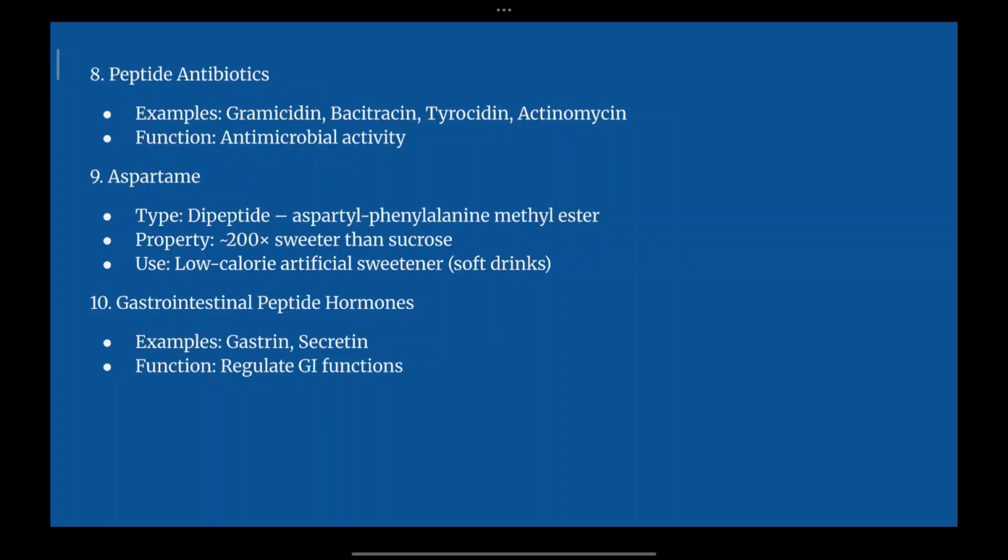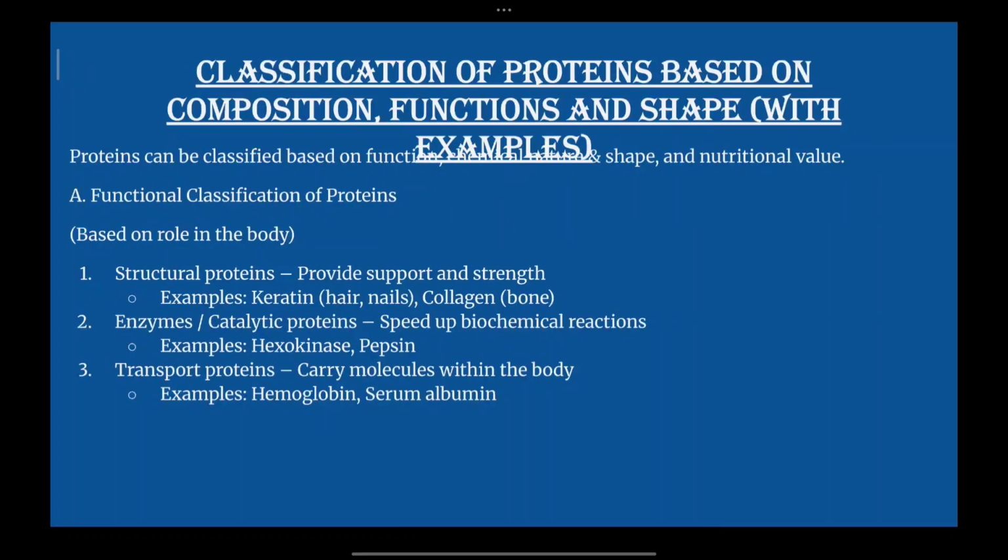The 10th property or the biological function is the gastrointestinal peptide hormone. Some of the gastrointestinal peptide hormones are gastrin and secretin. These function in regulating the gastrointestinal functions.